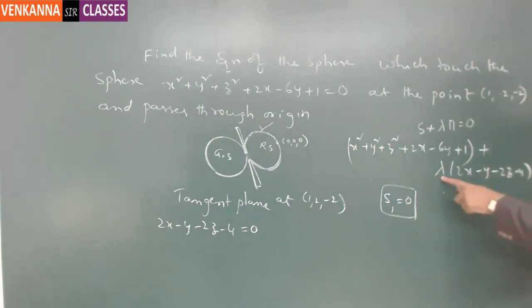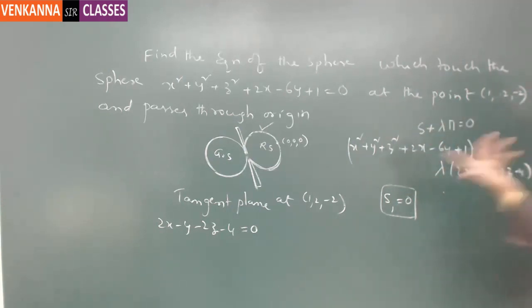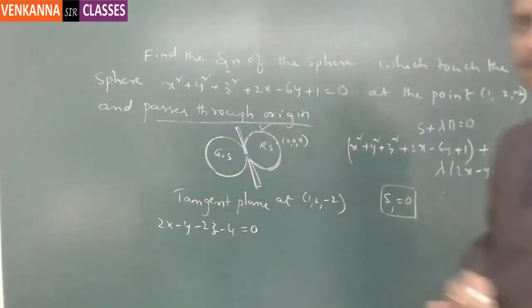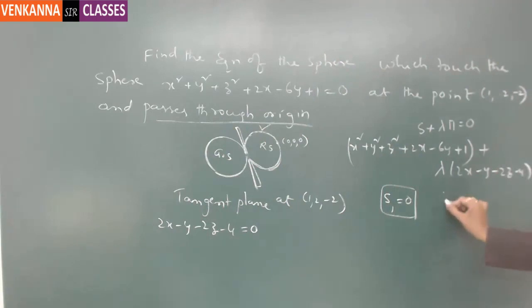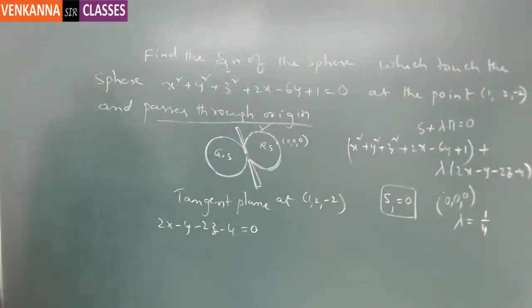In order to determine the value of lambda, the respective condition is given in the problem that the required sphere is passing through the origin. So if you substitute 0, 0, 0 here, you will get that lambda is equal to 1 by 4. Accepted?